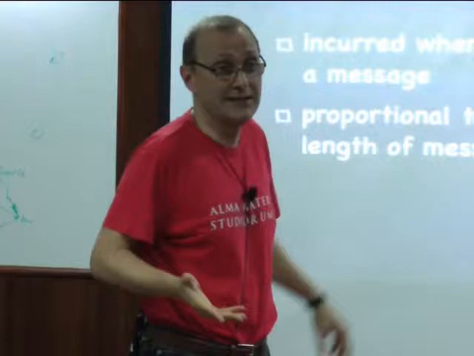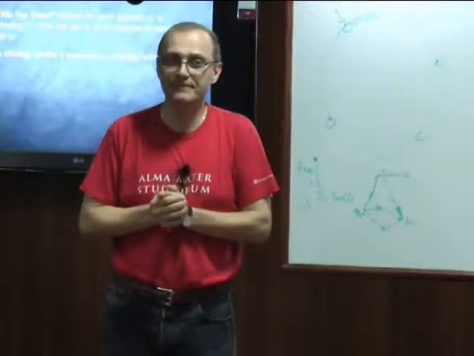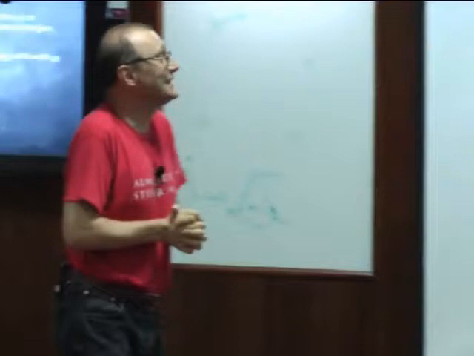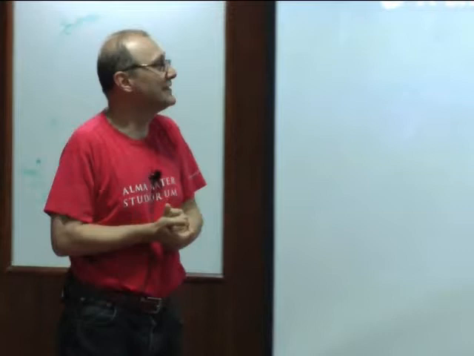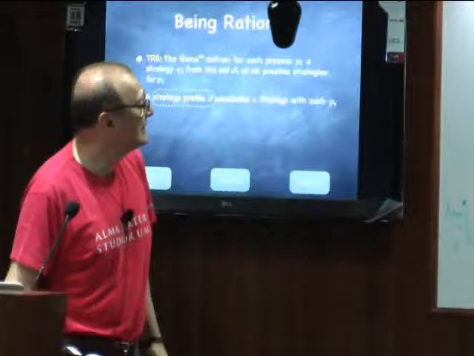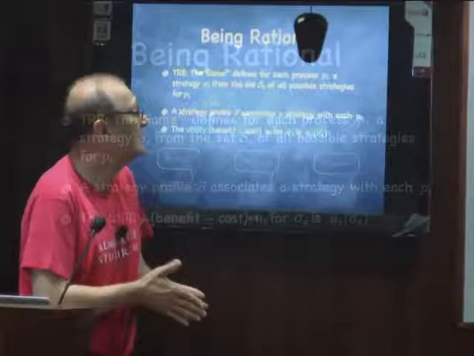Okay, so now as a way to try to model TRB as a game, I'm going to define for each process a strategy. The strategy of process i I'm going to denote lowercase sigma i, taken from some set of all possible strategies. And there is this notion of a strategy profile, a vector of strategies that associates a strategy to each of the processes. So for instance, here I have a bunch of nodes, and this node has strategy sigma 1, this node strategy sigma 2, strategy sigma 3. Okay? And the utility is going to be benefit minus cost, right? And that's how I'm going to denote it.